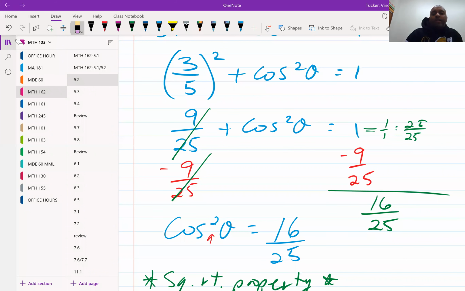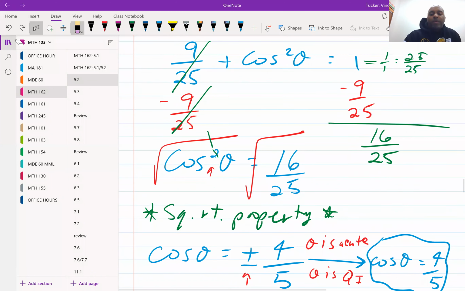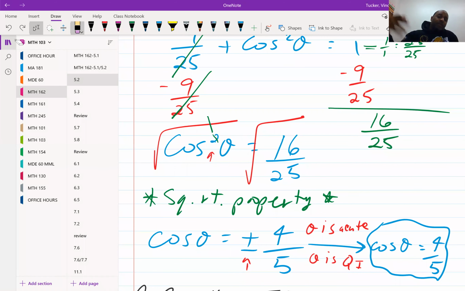Take the square root of both sides. Don't forget the square root property. And that's why that first statement that they gave us, telling us what sine was and what type of angle we had, was important, because here we have the option of plus and minus. But we've already established that cosine is supposed to be positive, and that's why I was emphasizing here with the red. Theta is acute and theta is in quadrant 1. So that means cosine is going to be positive 4/5.